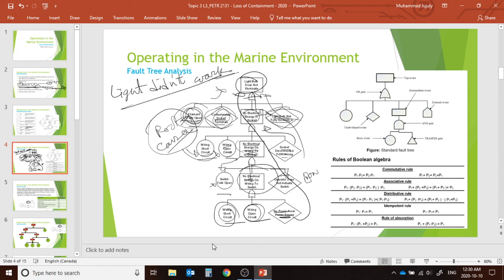Now if we want to calculate the probability, how can we do that? We'll see exactly how we can calculate the probability of all these events, and then we'll find the probability of failure of the final event. That's how the fault tree works.